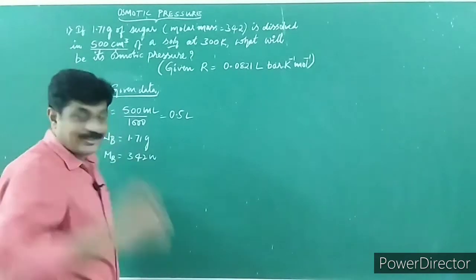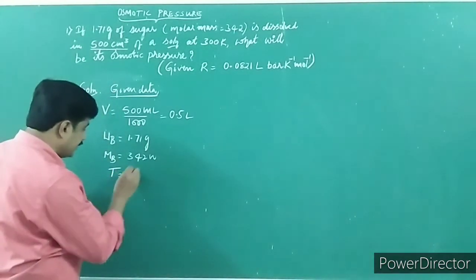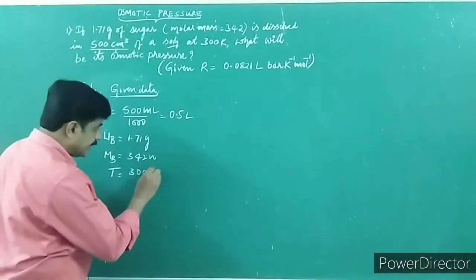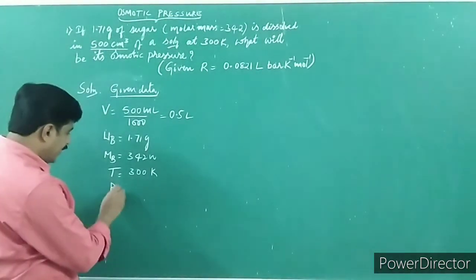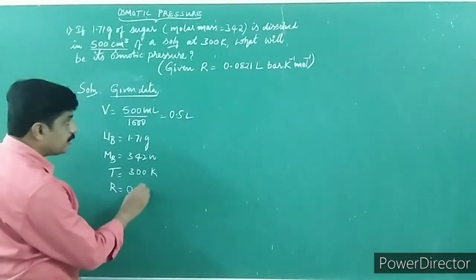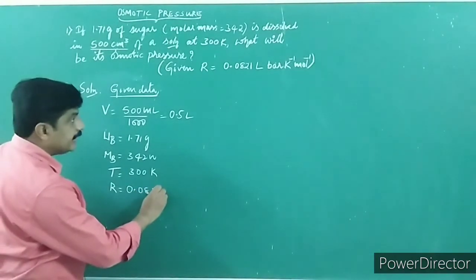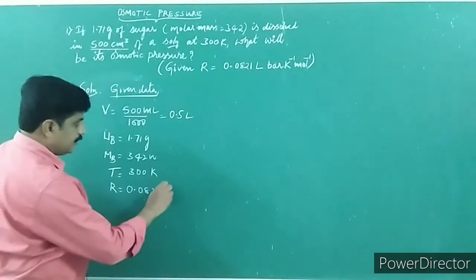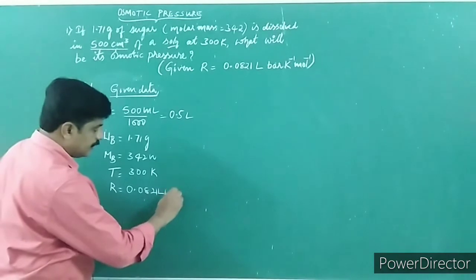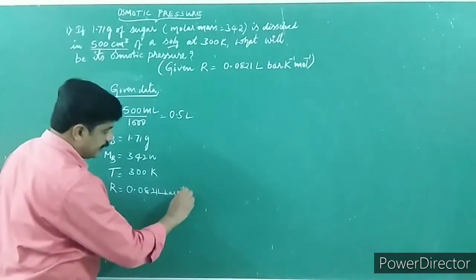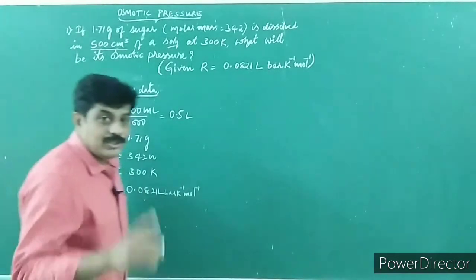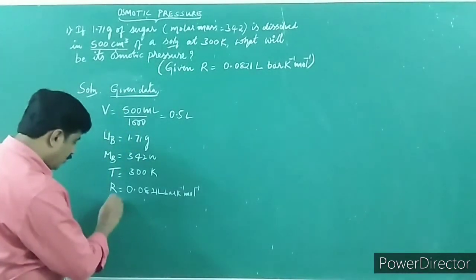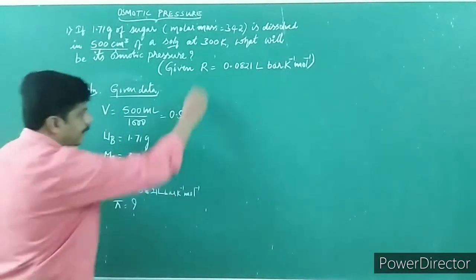Children, temperature is given. Temperature is equal to 300 Kelvin. And then R value is given. How much? 0.0821 liter bar per Kelvin per mole. Okay, then what are you supposed to find out? You are supposed to find out osmotic pressure.